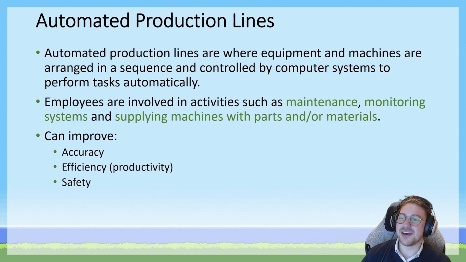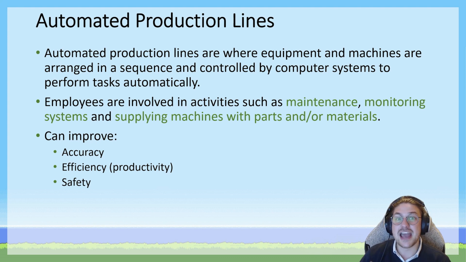Automated production lines are where equipment and machines are arranged sequentially to perform typically repetitive tasks that would have been done in the past by human labor. Employees that would be involved in an automated production operations environment might still be involved in things like maintenance or supplying the automated production line with materials and resources at the beginning of the automated production line and taking away the outputs at the end of the production line.